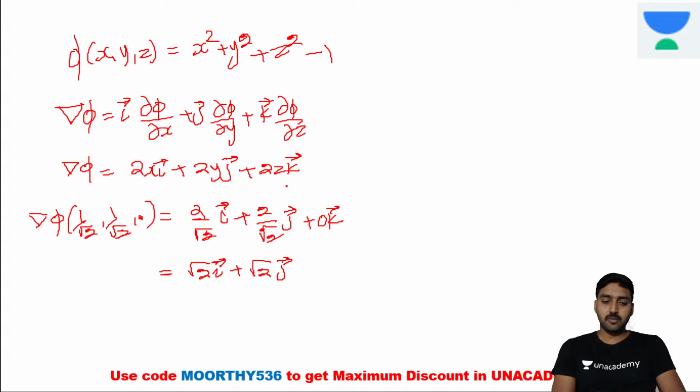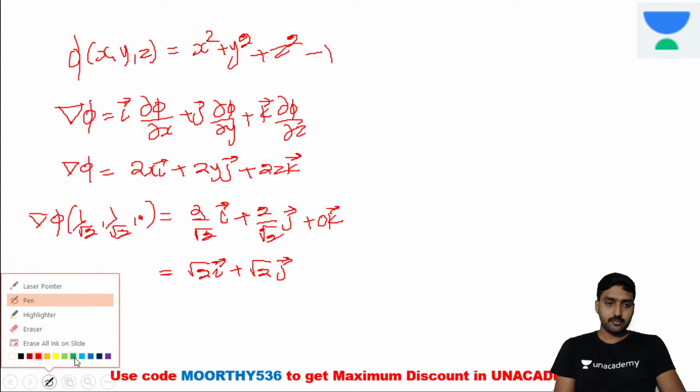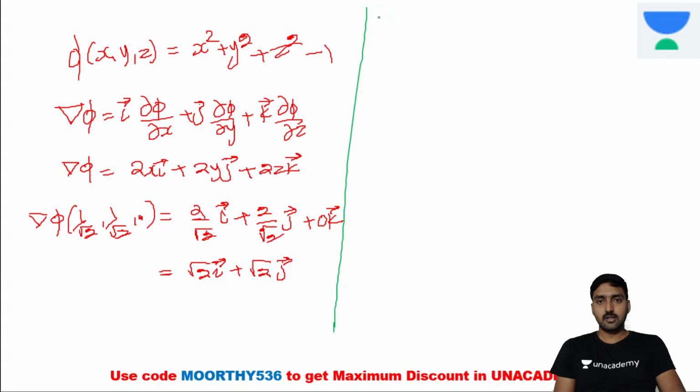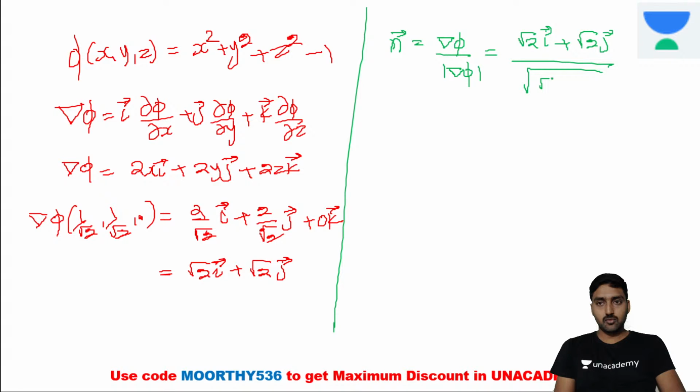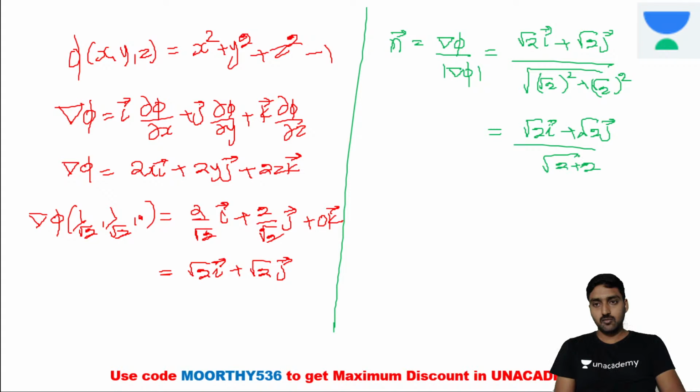In the previous question. So coming to the unit normal vector formula, n vector is equal to del phi divided by modulus of del phi, its magnitude. So coming to the del phi, root 2 i vector plus root 2 j vector, the whole divided by root of root 2 the whole square plus root 2 the whole square. It's equal to root 2 i vector plus root 2 j vector, over root of 2 plus 2, which is 4. Root of 4 is 2. So root 2 i vector plus root 2 j vector, divided by 2.